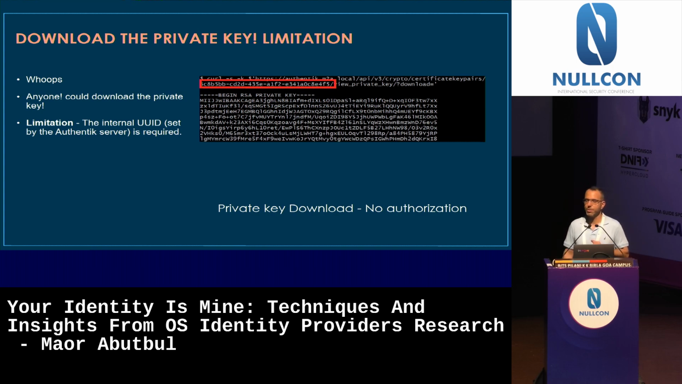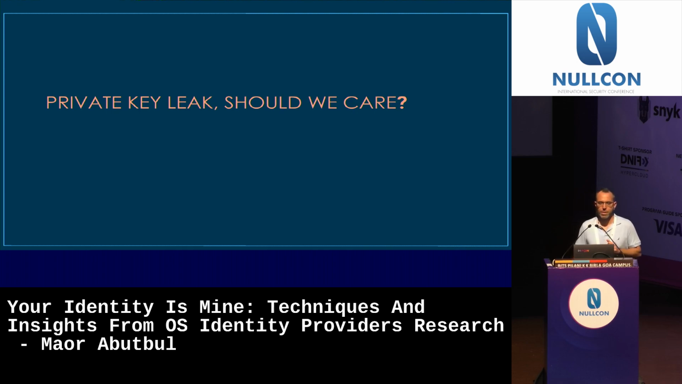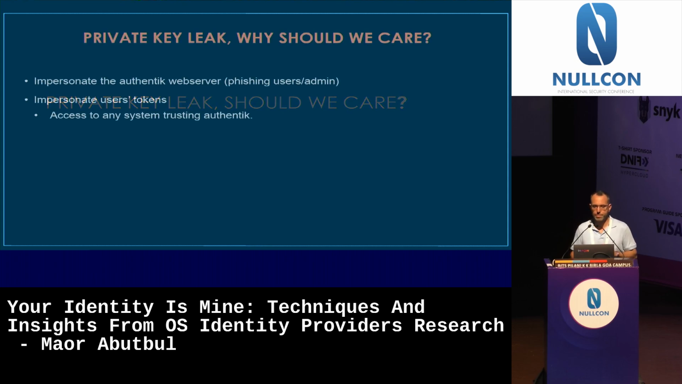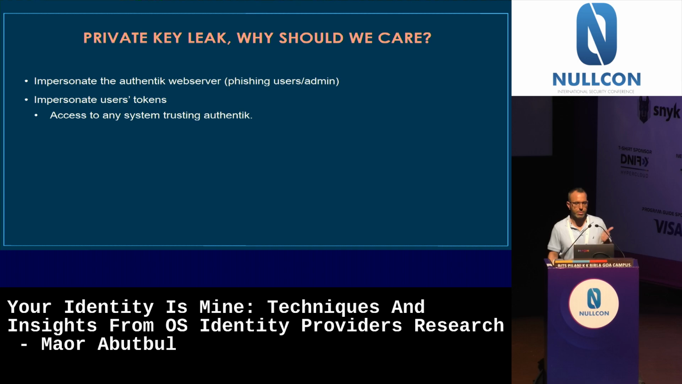But we do have a limitation here. The internal UUID set by the Authentik server is required for this request. So, a private key can be leaked. Should we care? An attacker possessing the private key can impersonate the Authentik server itself, and by that phish users or admins. He can also impersonate users' tokens, and by that gain access to any system trusting Authentik.